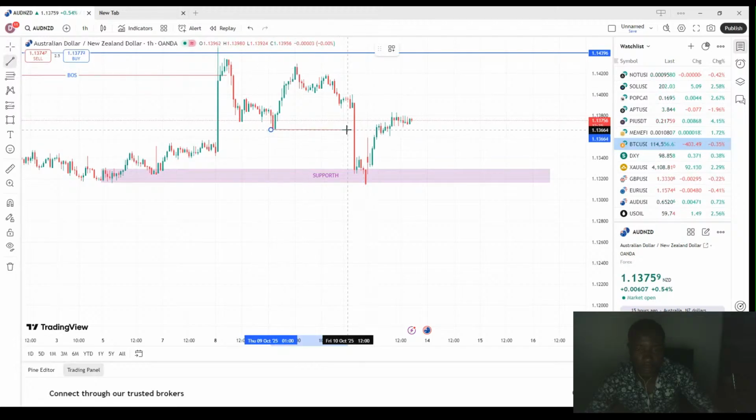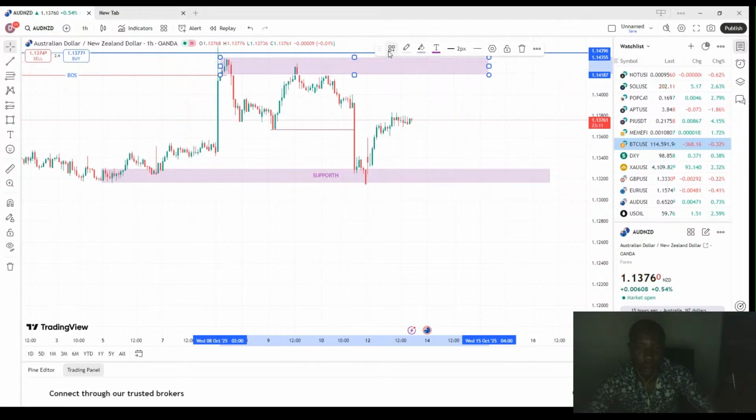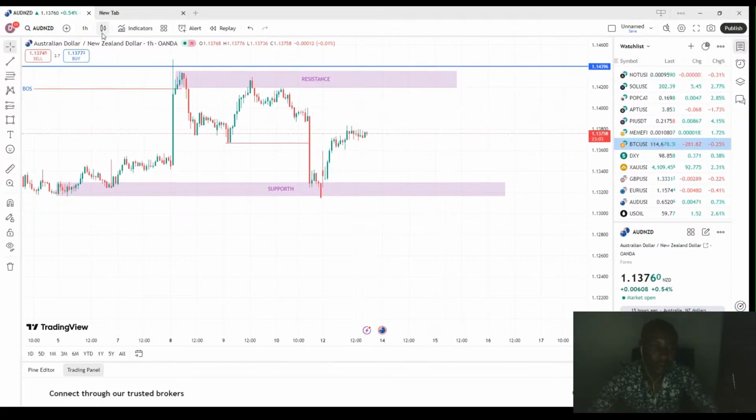So these areas are where we will just have to be vigilant to see what will happen when price gets here. And this support has been mitigated. Everything has been here. So we only have this resistance here, all this resistance. When market comes to this resistance, we don't know. Let's go to 15 minutes to see if there's anything else we can see.